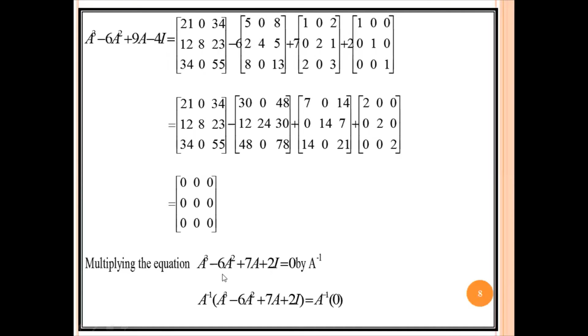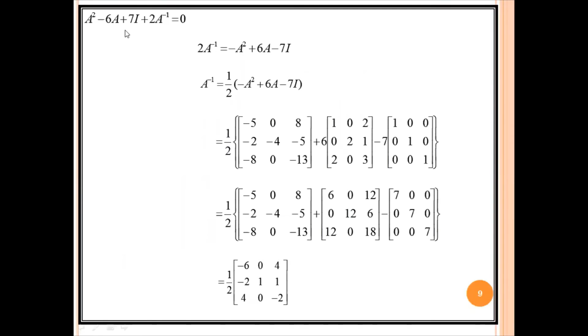So this is the given equation we got, no: A cube minus 6A square plus 7A plus 2i is equal to 0. So if we multiply this equation throughout with A inverse, this first term becomes A square, this is A, this is I. A inverse into A is nothing but I, right? I into A inverse is nothing but A inverse. From this, we can find out the A inverse. A inverse is equal to the remaining terms, right?